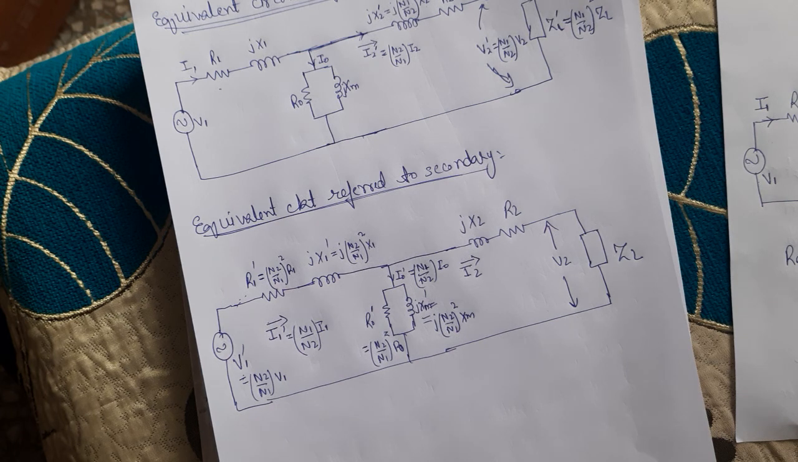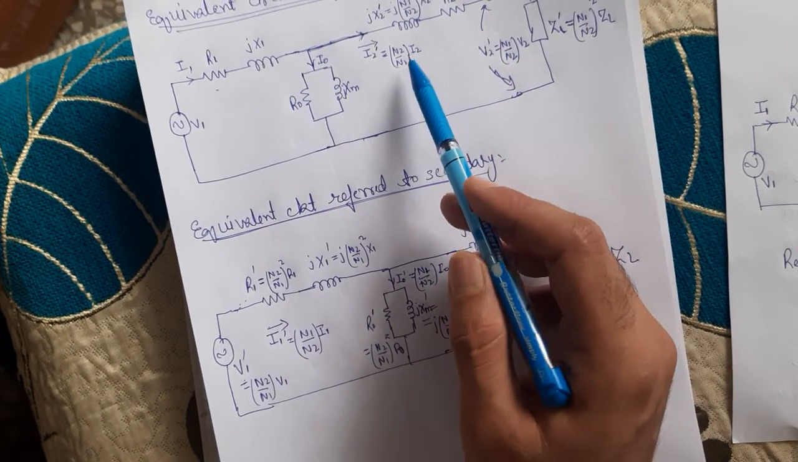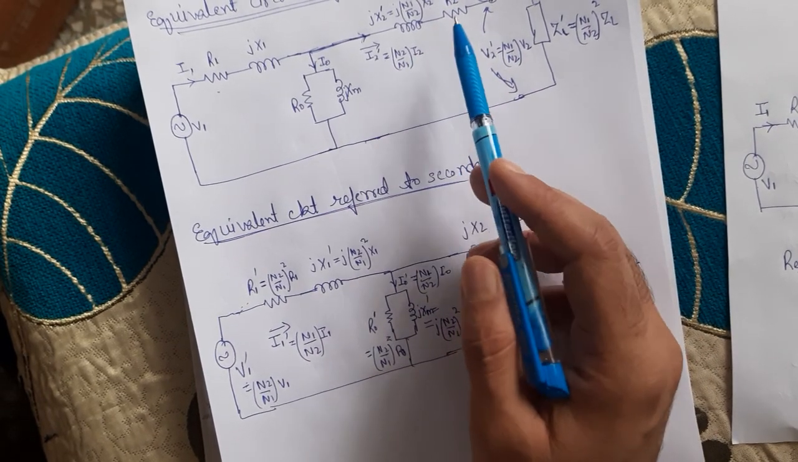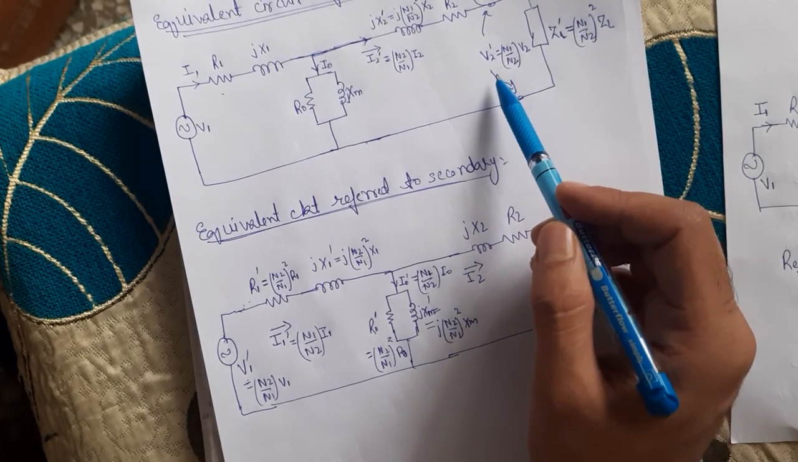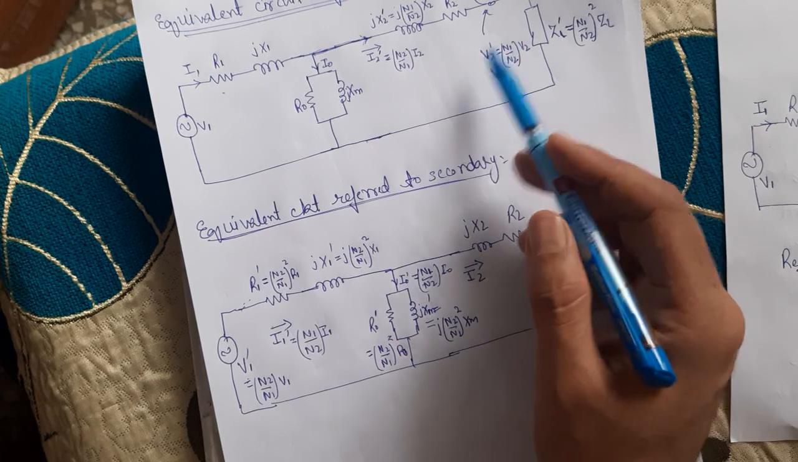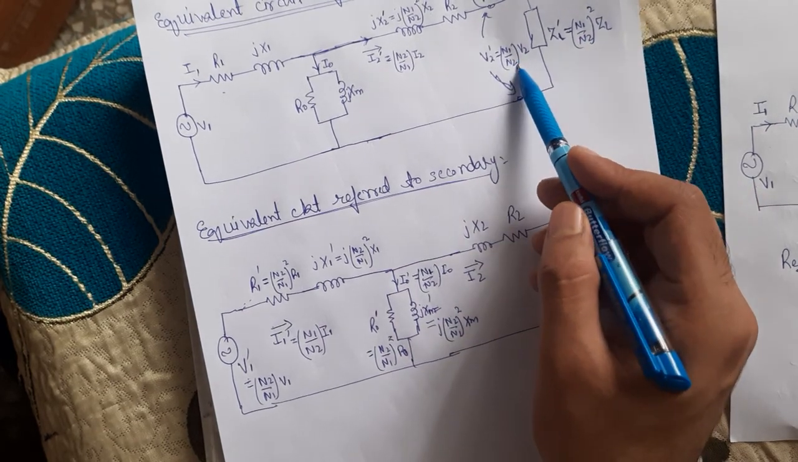You only have to take the turns ratio into consideration. So for resistance, reactance and impedance, you will use the square. For current and voltage, you will not use the square. But keep in mind, when you refer the secondary circuit to the primary side, you will write N1 by N2 for resistance, reactance, impedance and voltage. However, N1 by N2 square will be used for reactance, resistance and impedance. For voltage, it will be simply N1 by N2.